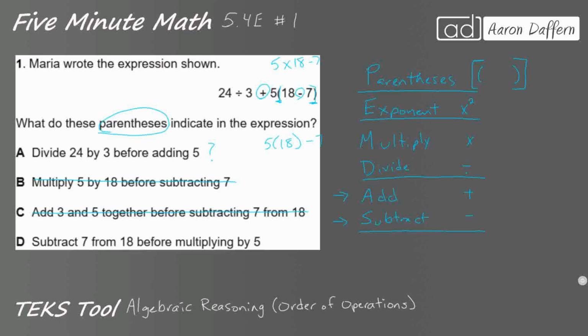Let's go ahead and simplify this, right? So if we were going to do 24 divided by 3 plus 5 and then 18 minus 7, we have to take care of this parentheses first. So what is 18 minus 7? That's just going to be 11. So I'm going to keep that in my parentheses. I'm going to copy everything else down.